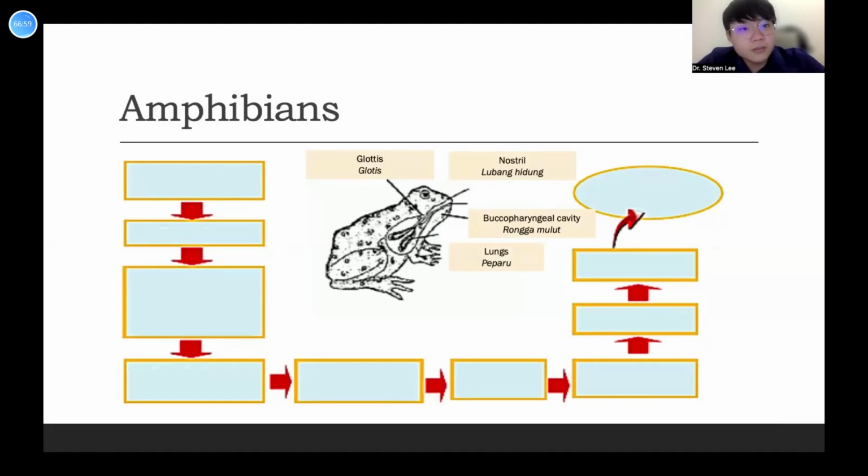Basic structure. So the amphibians and also the fish, the way they breathe is almost the same. It can be explained by the same way. But then the only difference is amphibian inhalation. The difference is amphibian inhalation got 2 steps.